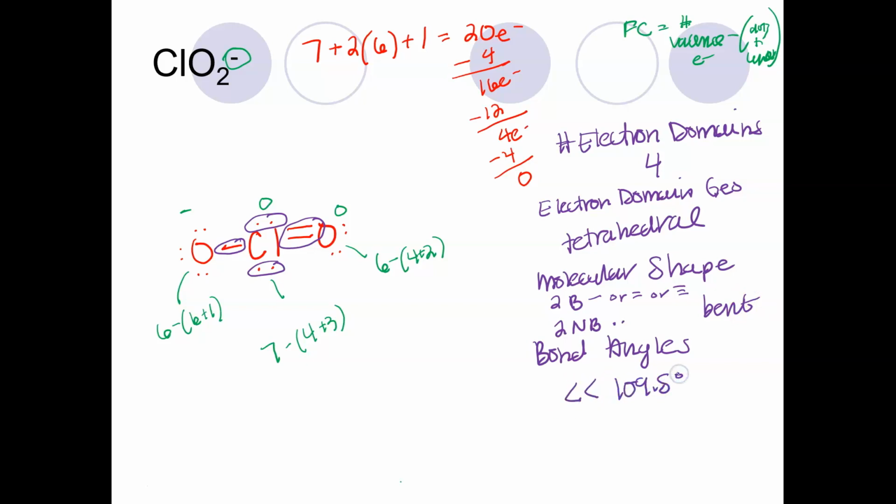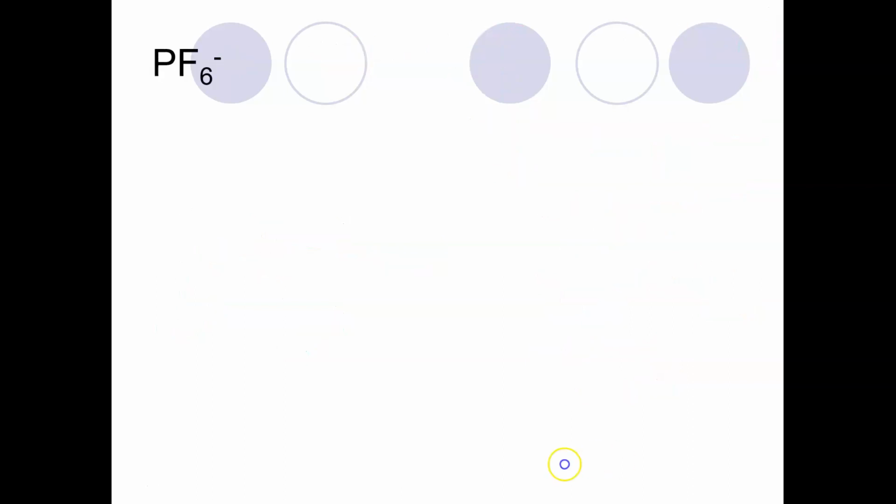109.5 degrees. So a typical tetrahedral electron domain geometry would have exactly 109.5 degree bond angles. But when we start adding these non-bonding electrons, these lone pairs, those bond angles get smushed because the lone pairs take up extra space.